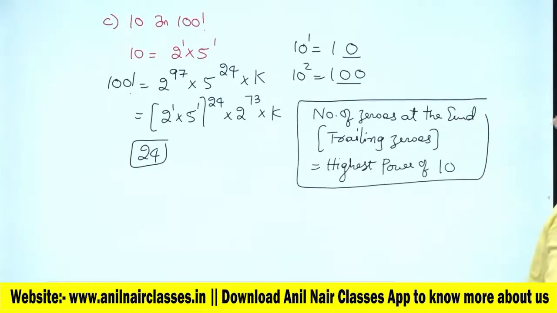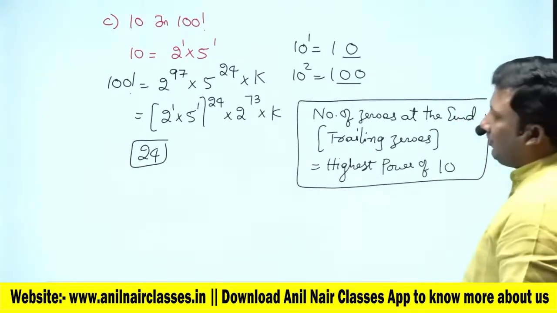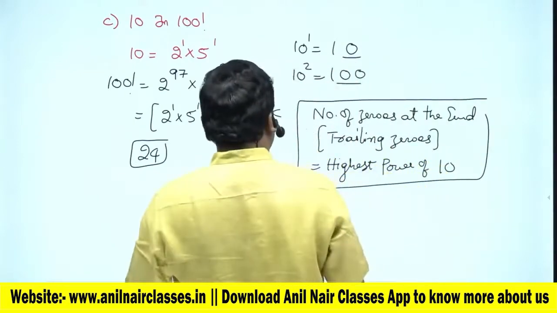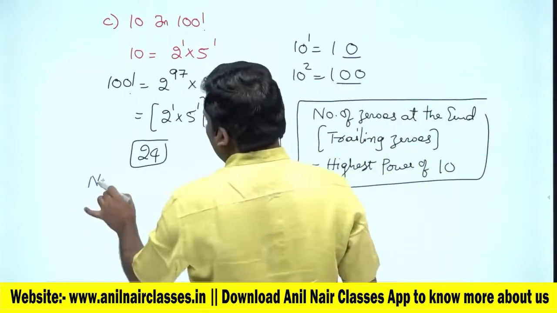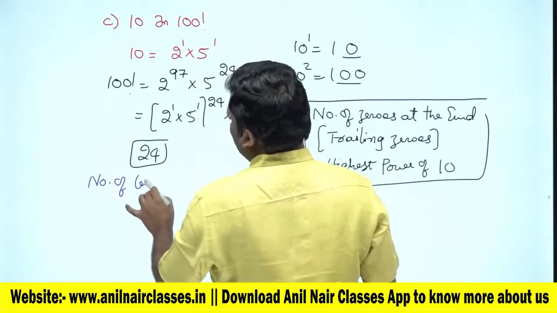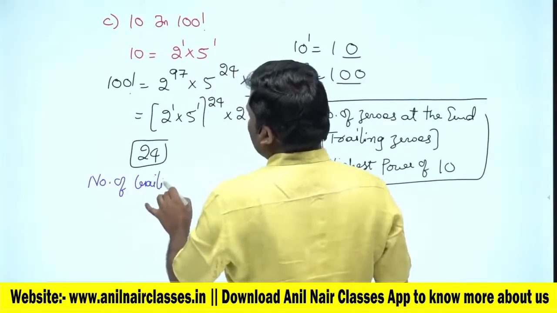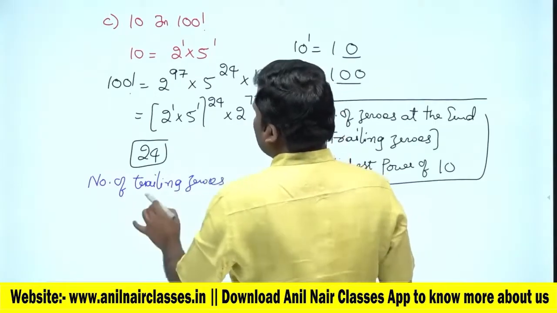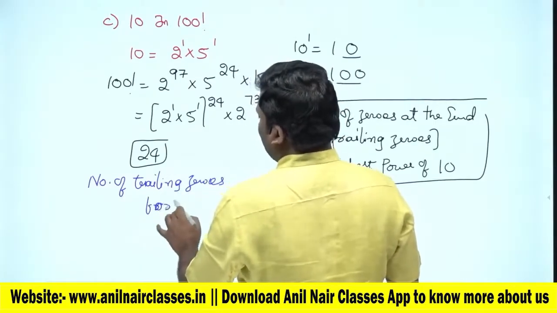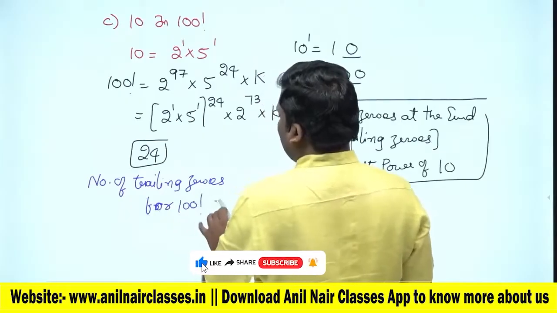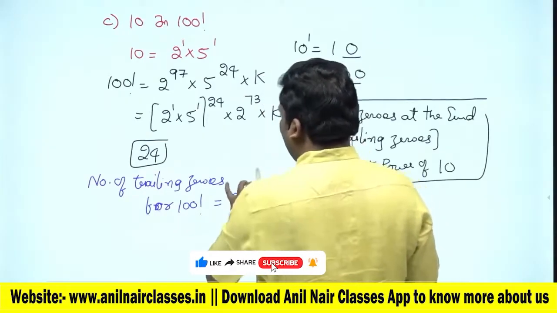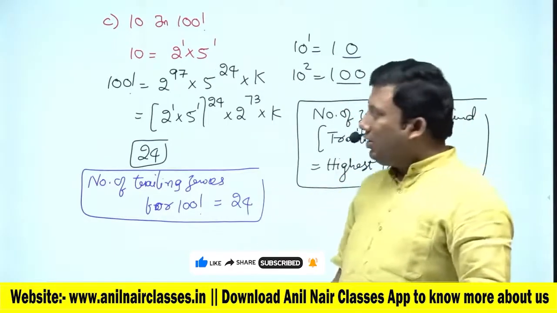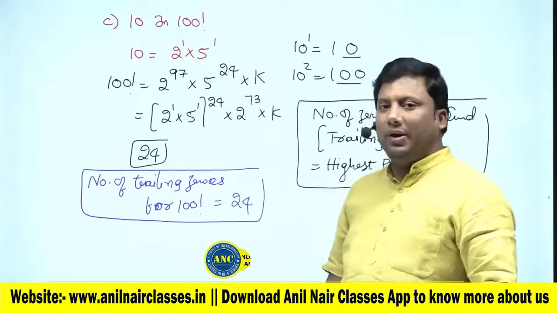Number of zeros at the end is the highest power of 10. 10 power 24 we got. So number of zeros at the end, from now onwards I will use the word trailing zeros. Number of trailing zeros for 100 factorial will be 24.